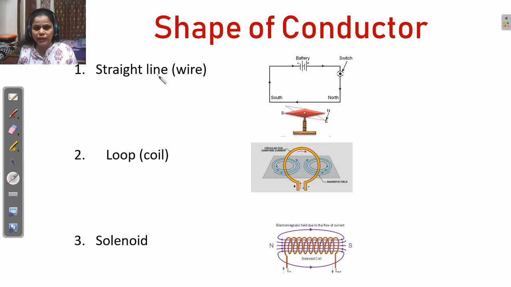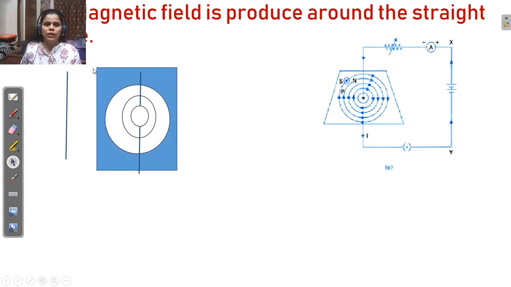First one is a straight line or wire. You can see in this diagram, here the conductor is a straight wire. Second, a loop, if the shape is in loop form, like this. And third is a solenoid, this type of shape. So the shape of the magnetic field produced depends on the shape of the conductor. We'll study the different shapes one by one.